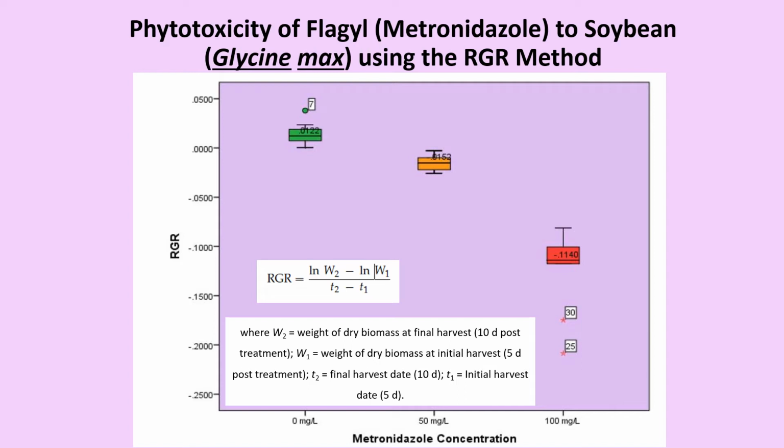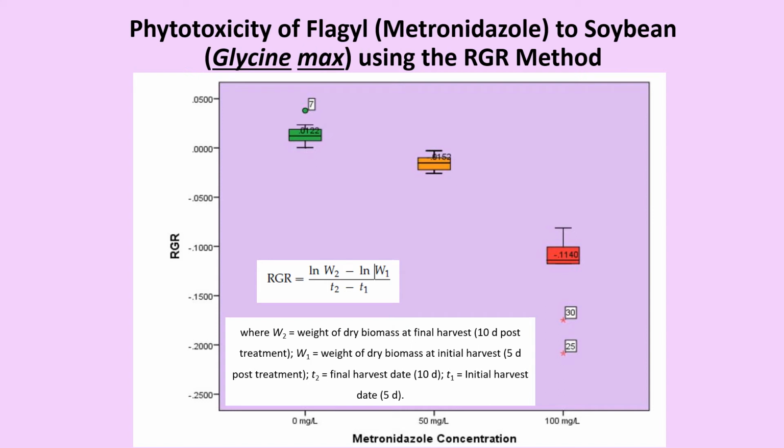The harvested plants were dried in an oven at 72 degrees Celsius for 24 hours. The relative growth rate, RGR, expressed as grams per day, was determined using this formula: natural log of W2 minus natural log of W1, divided by T2 minus T1, where W2 is the weight of the plant 10 days after exposure, and W1 the weight of the plant 5 days after exposure. T2 represents 10 days, T1 represents 5 days.